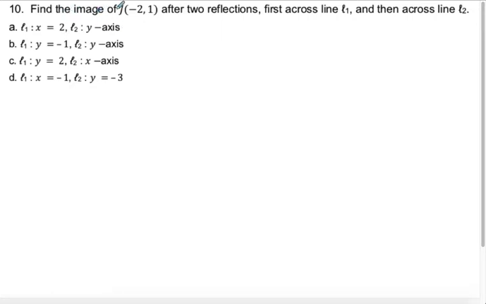It says find the image of J, which is located at (-2, 1), after two reflections, first across line L1 and then across line L2. So we need a coordinate plane first, so I'm just gonna make one up real quick. Please follow along. J is at (-2, 1), so here's -1, -2, and this is where J is originally.